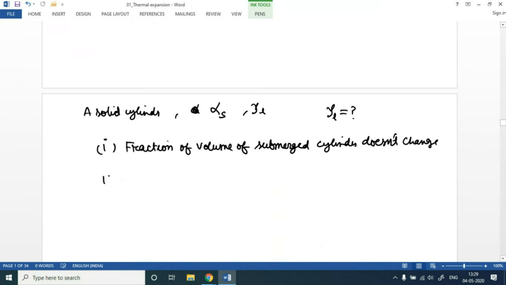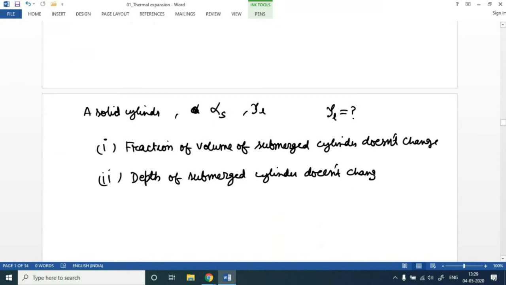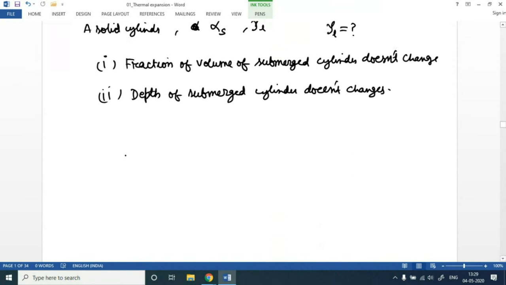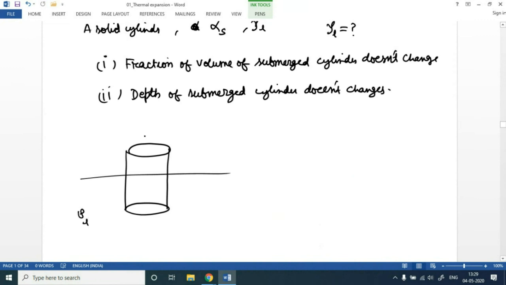And the second part is that the depth of the submerged cylinder does not change. So these are the two questions we want to look at. Imagine this is the cylinder floating in a liquid, and the density of the liquid is rho L and the density of the solid is rho S. Let's say its total volume is V and the submerged volume is Vs only.